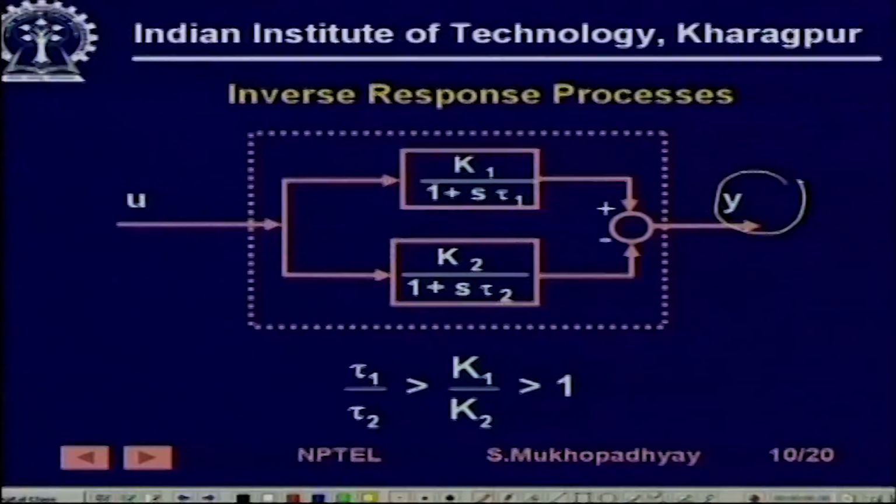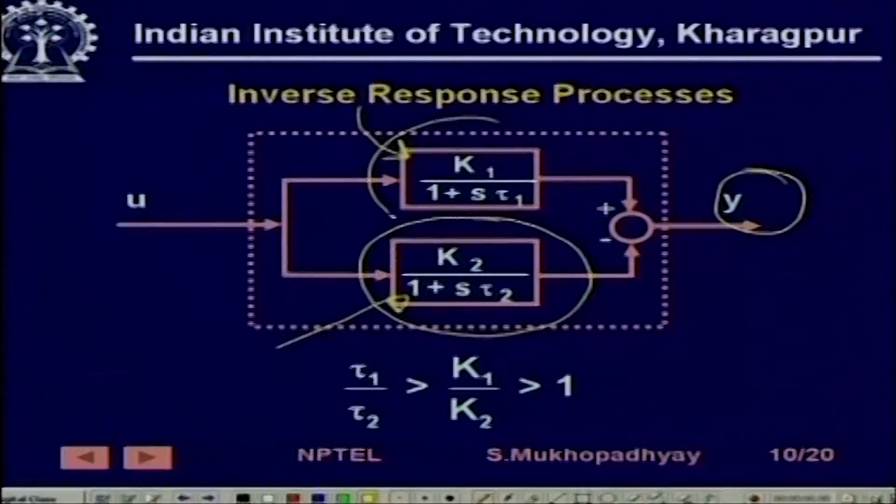Typically, inverse response processes occur when the output is actually produced by two effects. So, this is one effect which produces the output, and this is another effect that produces the output. They together produce the overall effect on the output, and it turns out that one of them is opposing the other. So, you see, one is plus, another is minus.